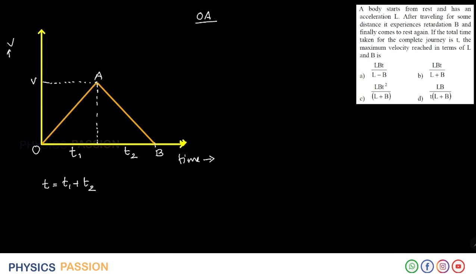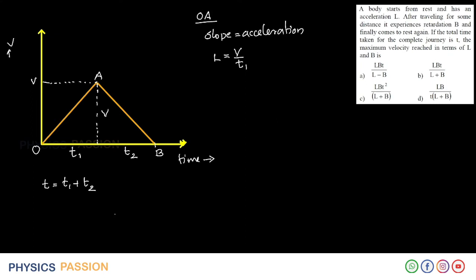In that case, you know that slope gives the acceleration. Slope of the VT graph always gives acceleration. So in the first case, what is acceleration? Acceleration is L. So L is equal to the slope of the graph. Slope is equal to y by x, tan theta. Y is v and x is t1. So we get L is equal to v by t1.